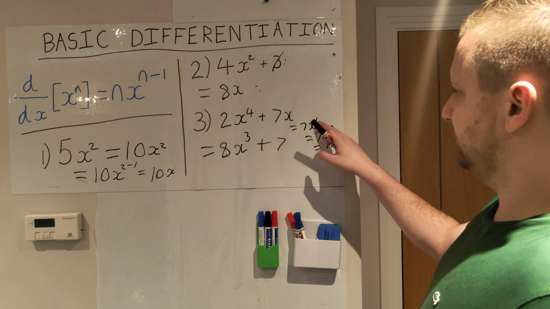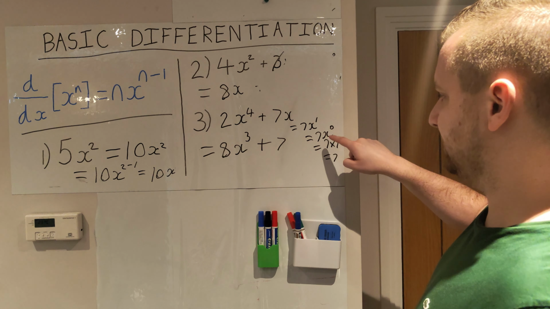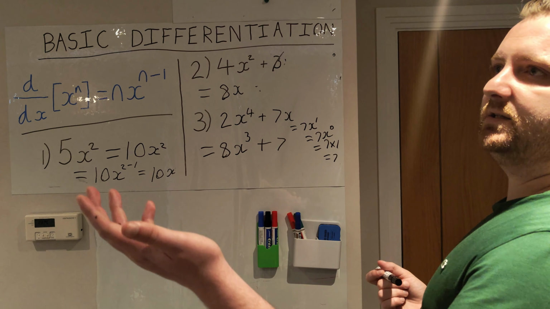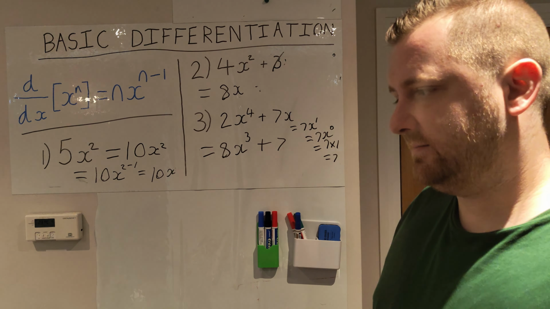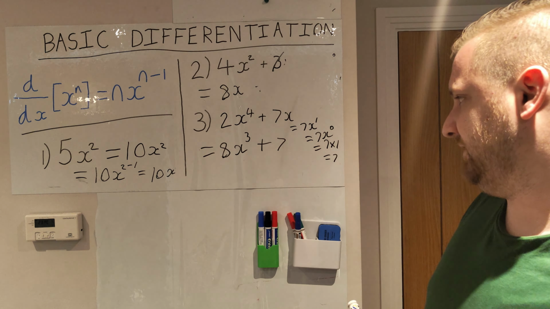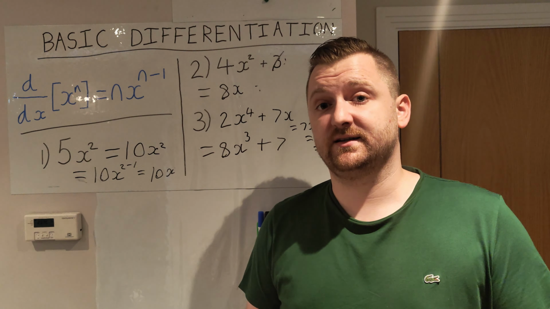So what we've done is we brought the 1 down, so we're doing 7 times 1, and then we take 1 off the power. So 7 times 1 times x to the power 0. x to the power 0 is 1, because anything to the power 0 is 1. So it's just 7 times 1, which is 7. Hopefully that makes sense. But again, you can leave any comments or questions if any of this doesn't make sense.